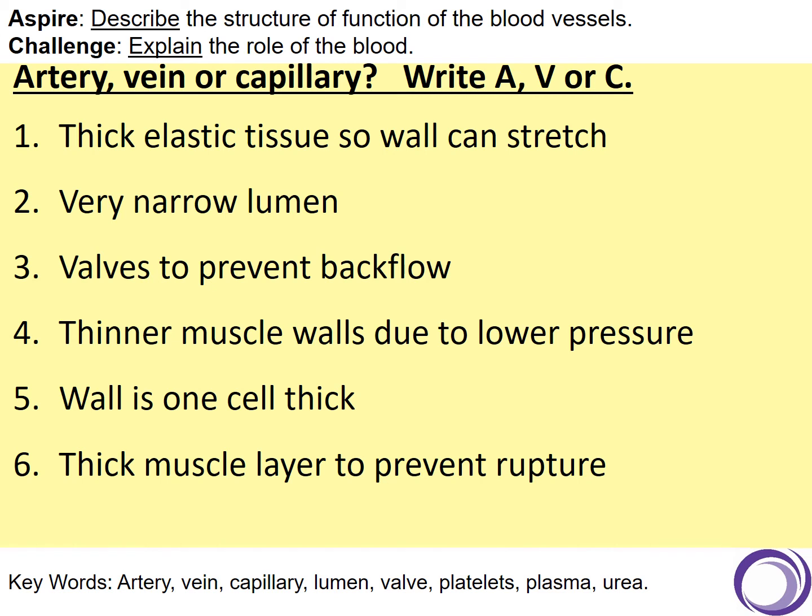Valves to prevent backflow is number 3. Is that an artery, vein, or capillary? Thinner walls to lower pressure. Now, do you want that in an artery, vein, or capillary? The wall is one cell thick, and the thick muscular layer to prevent any rupture. I've talked through them, so I'll give you 30 seconds to have a quick think and write them down.